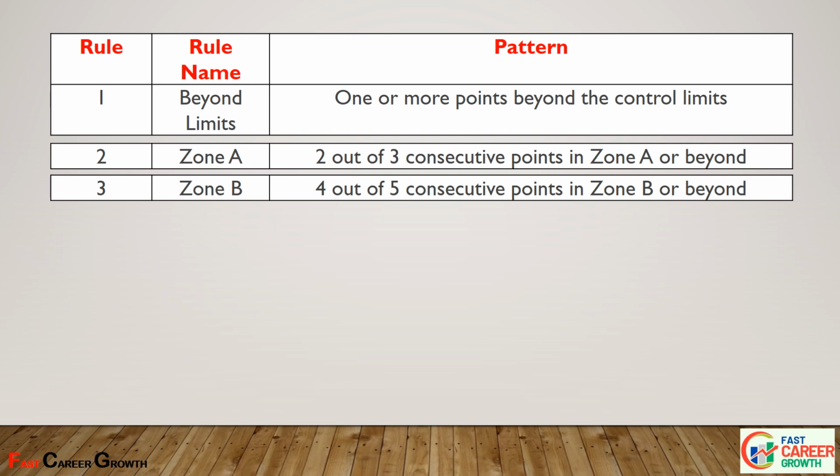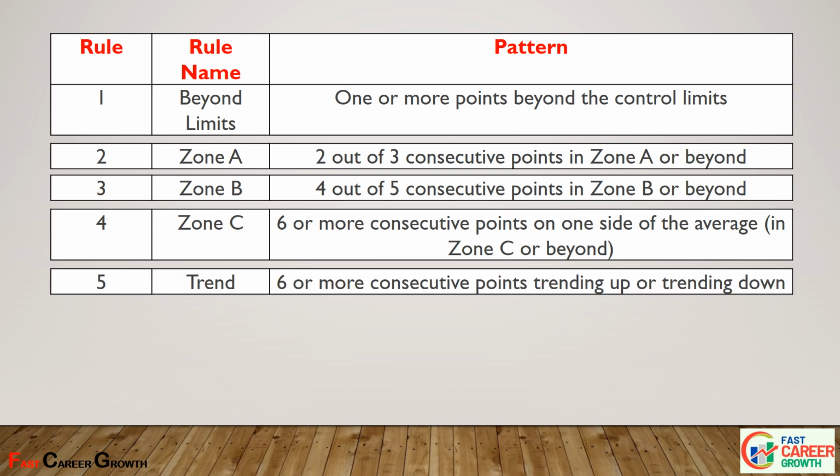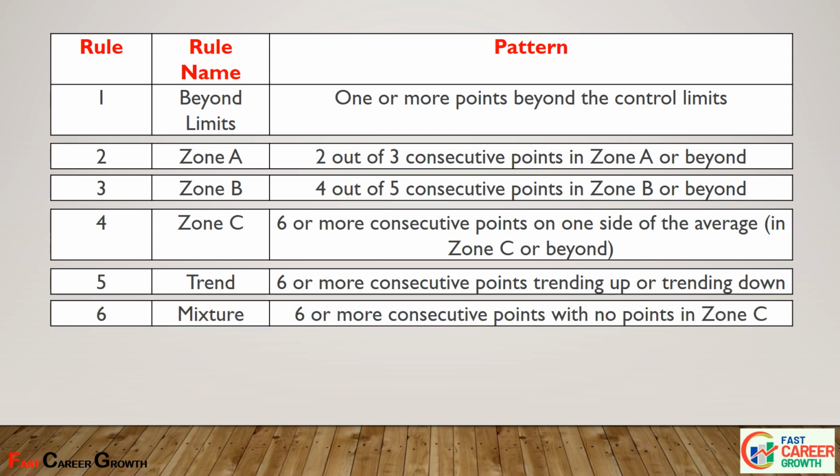Fourth rule is 6 or more consecutive points on one side of the average in Zone C or beyond. This is also called the Zone C rule. Fifth rule is 6 consecutive points trending up or trending down. This is also called the trend rule. Sixth rule is 8 consecutive points with no points in Zone C. This is also called the mixture rule.